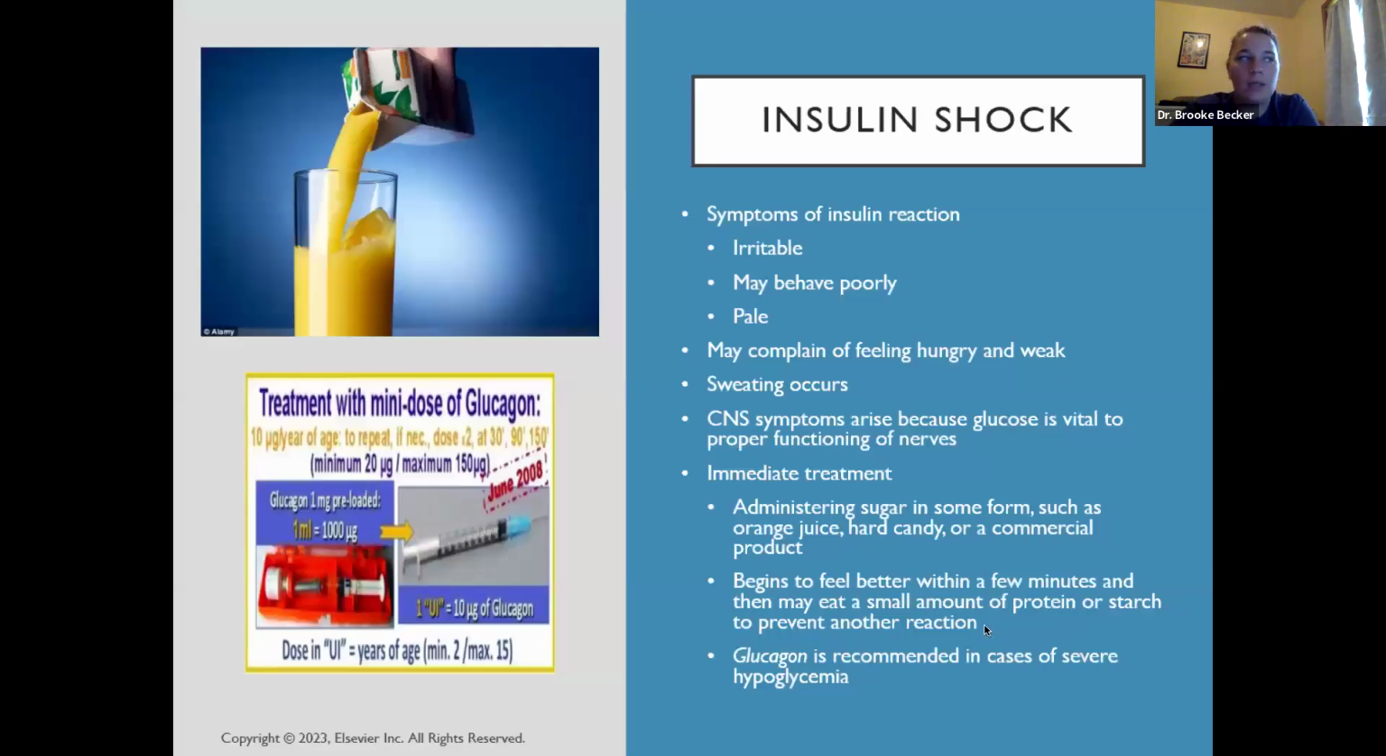So when that happens, you're going to give them glucagon. If they're awake, you're going to try and see if they'll drink some orange juice for you, or a candy or something like that. But glucagon, if they're really severely hypoglycemic, that's what you're going to do, injectable. Or if they're not awake enough to drink.